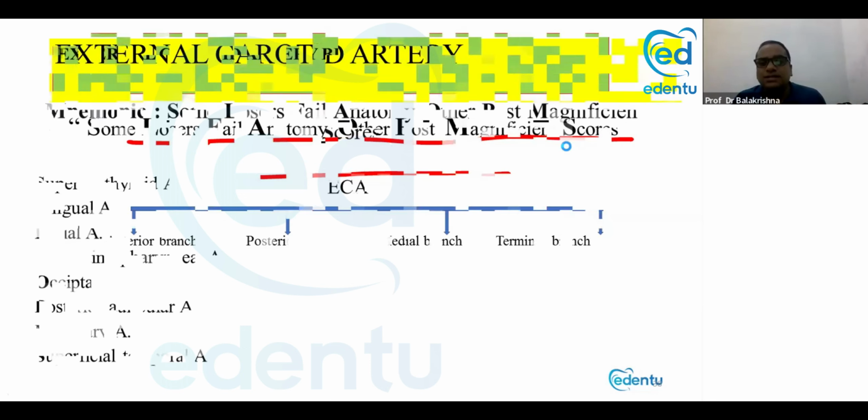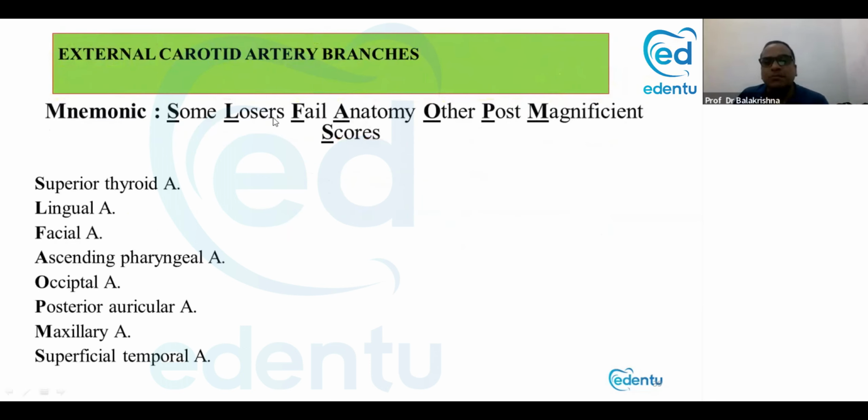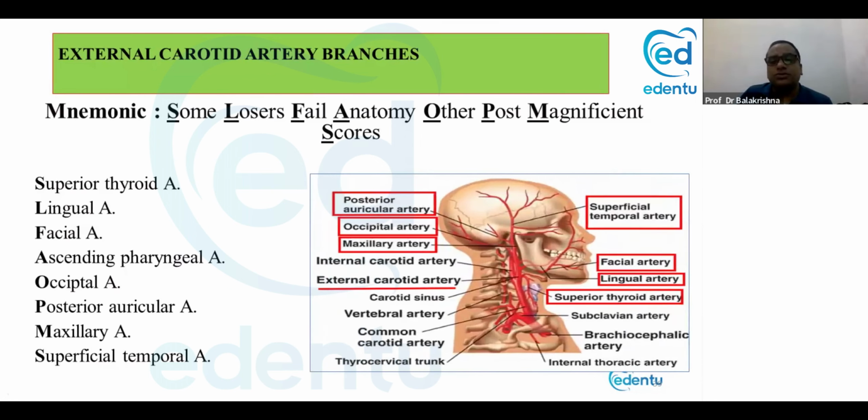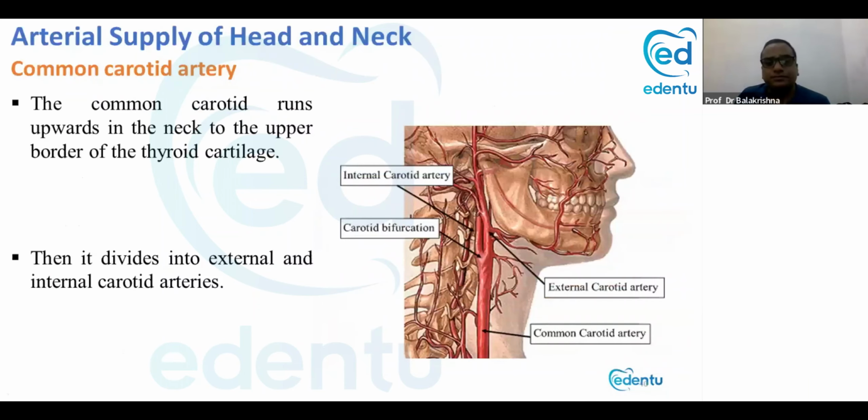So the branches are something like this. Some Losers Fail: superior thyroid artery, lingual artery, facial artery. These three are anterior branches. Then your medial branch, ascending pharyngeal artery. Posterior branches, occipital and posterior auricular artery. And then your terminal branches, Magnificent Scores: maxillary and superficial temporal arteries. In this, your facial artery is very important and maxillary artery is very important. That you should be knowing in detail.